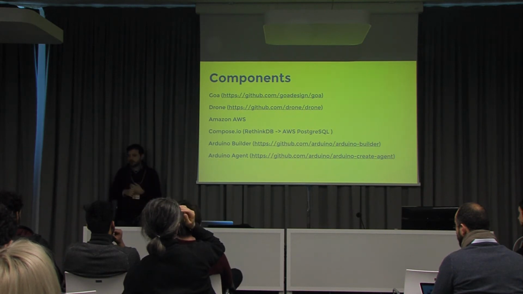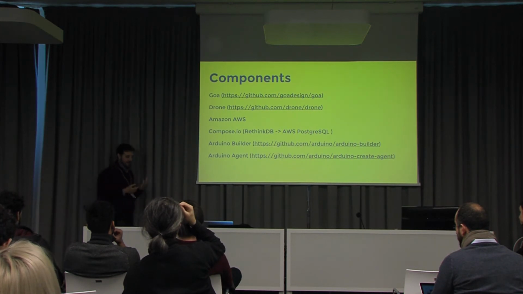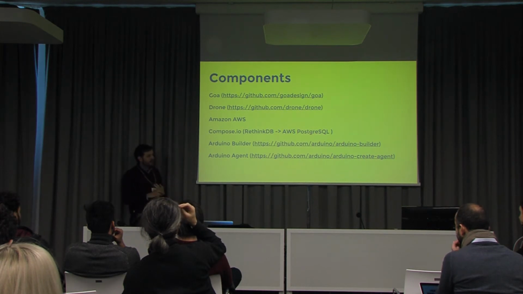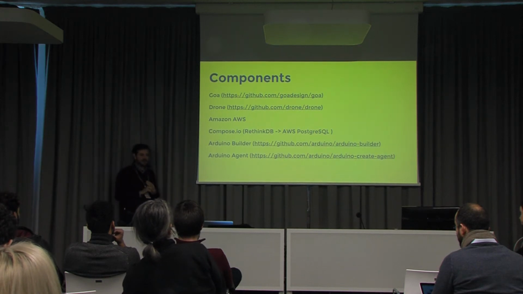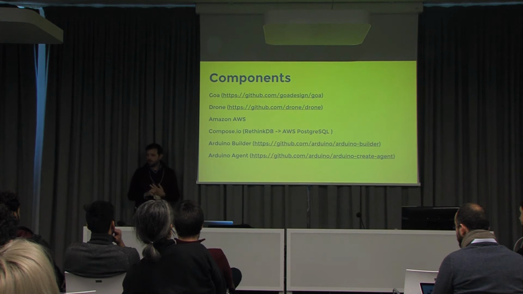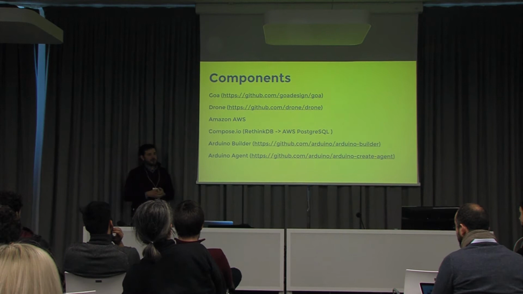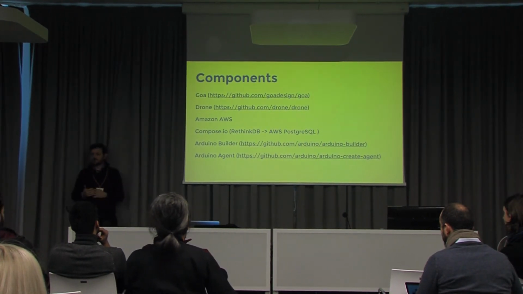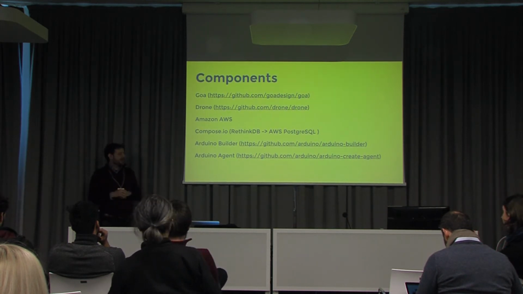Then we use Drone for continuous integration, because it's incredibly simple to use, and it allows us to have everything inside the same repo. We made a deal with Amazon AWS, so they are basically offering us the servers for free users. And we started using Compose.io, because initially we were using a lot of RethinkDB. Then the RethinkDB community just decided to basically bring down the enterprise support, let's say. So we are eventually moving to PostgreSQL.